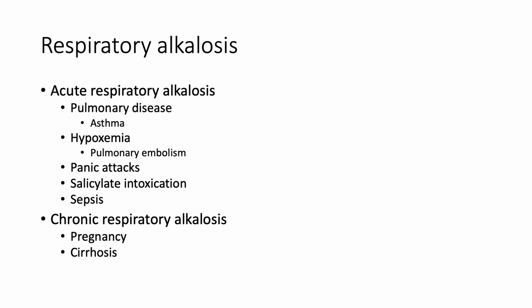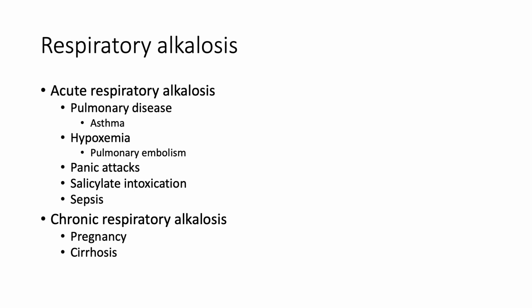So most of the causes of respiratory alkalosis are going to be lung diseases. So anything that makes you breathe faster, like an asthma attack, can make you breathe really fast, so you're going to hyperventilate and develop a respiratory alkalosis. Anything that causes hypoxemia is going to stimulate the ventilatory drive, and so things like a pulmonary embolism or pneumonia or congestive heart failure can all lead to an acute respiratory alkalosis. Also, a panic attack leads to hyperventilation, which can show up as an acute respiratory alkalosis.